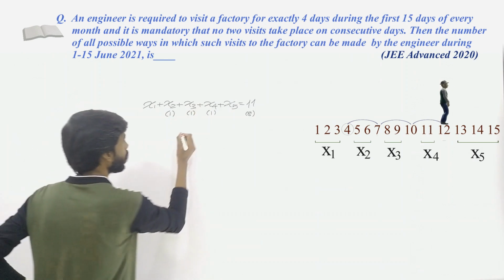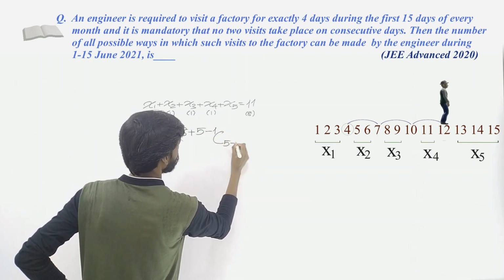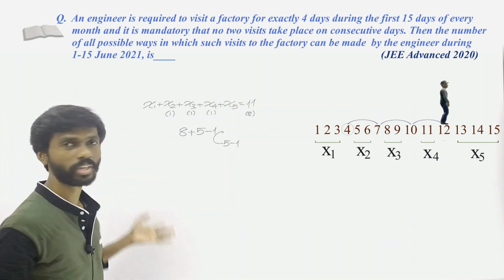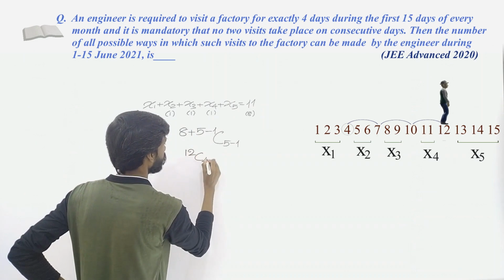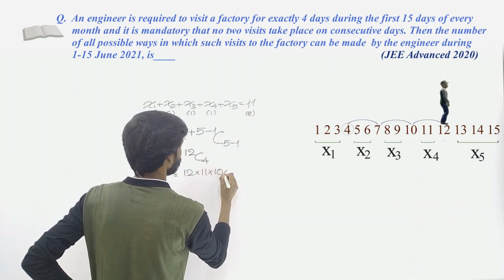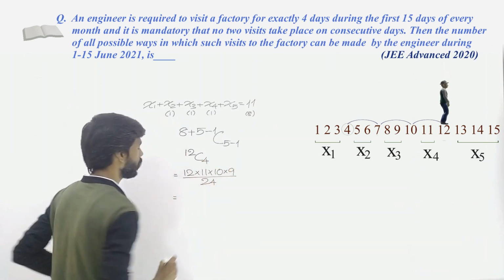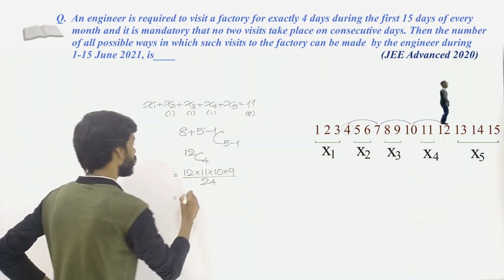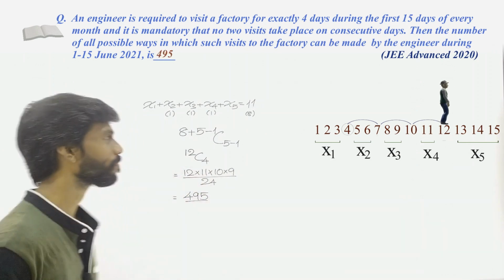Okay, now what is the formula for the number of solutions? 8 plus 5 minus 1 C 5 minus 1. So this is the number of solutions, right? N plus R minus 1 C R minus 1. So this will give you our required answer. So this value is 12 C 4. If you do the calculation here, 12, 11, 10 multiplied by 9 divided by 4 factorial, which is 24. So if you simplify, 990 divided by 2, so that is 495. So that is the answer to the question, right?